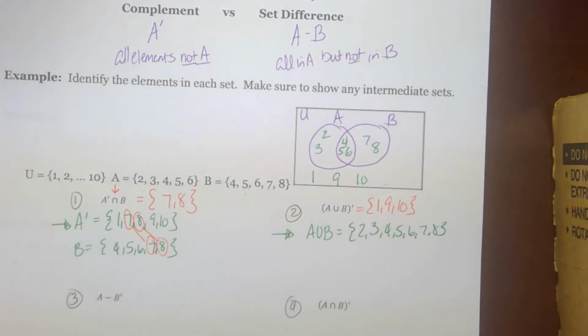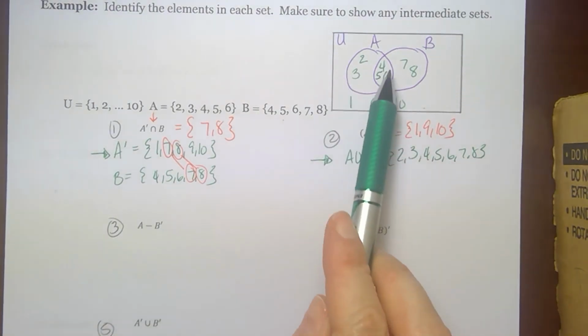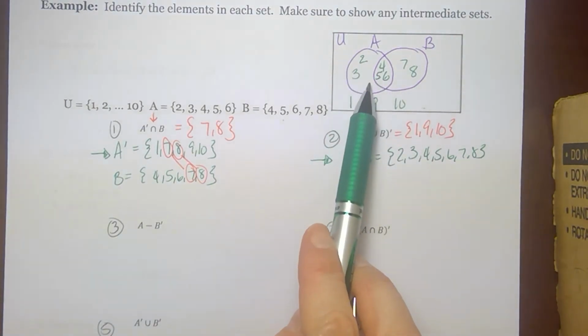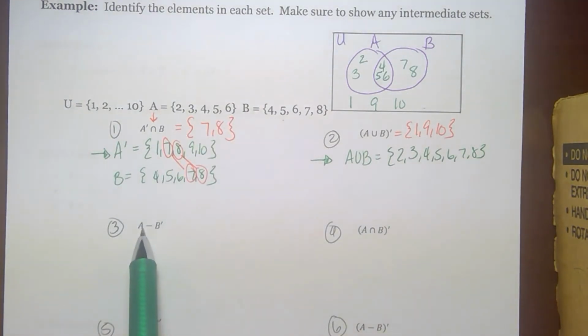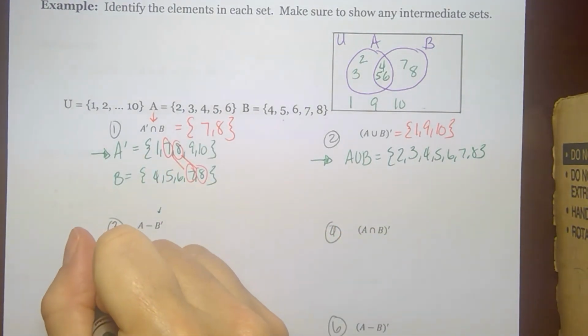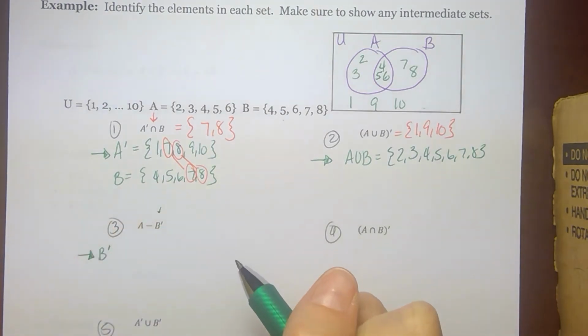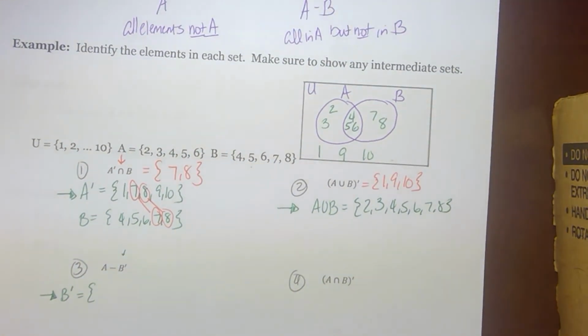All right, let's look at number 3. Number 3 has a difference, A minus not B. I can see A pretty clearly. A is right here on my Venn diagram, and right here as a list. What is my intermediate set that I have to know before I can answer this question? I have to know the complement of B. My intermediate set is not B. Anything outside the B loop is not B.